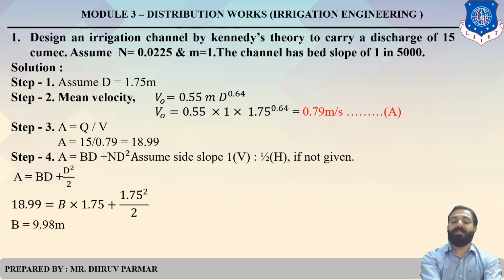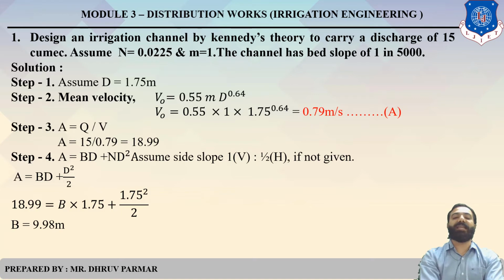So first of all, what is step 1? In step 1, D equals 1.75 assumed. And what is the formula for Kennedy? V equals 0.55 m into D raised to 0.64. So we have m, we have D. So putting in this equation, we get 0.79 meter per second. That value is called Vk.